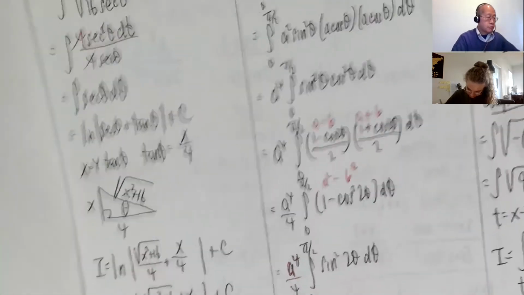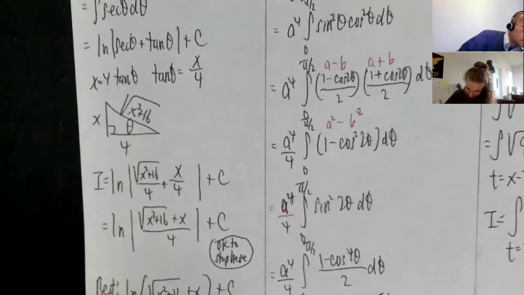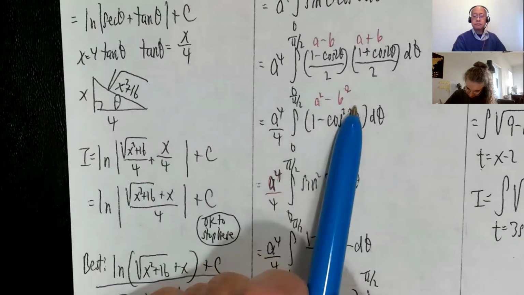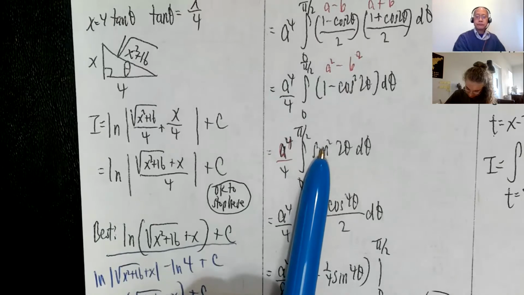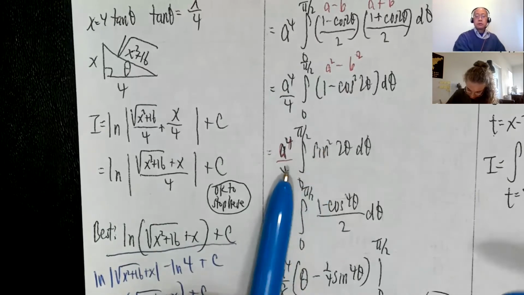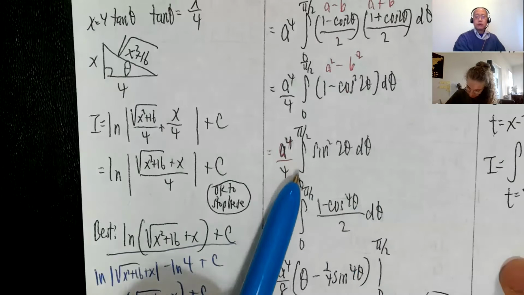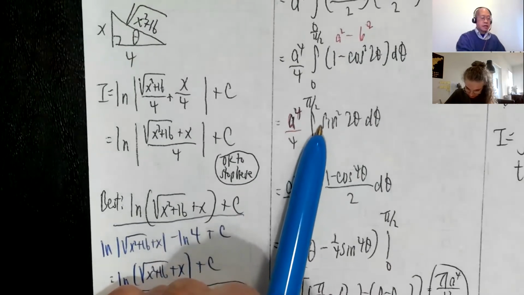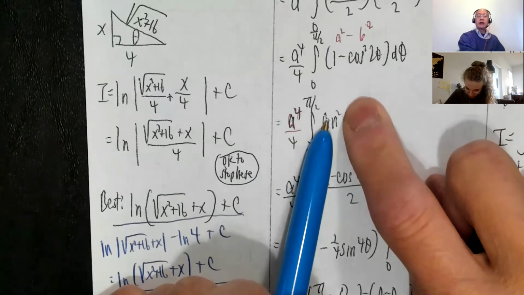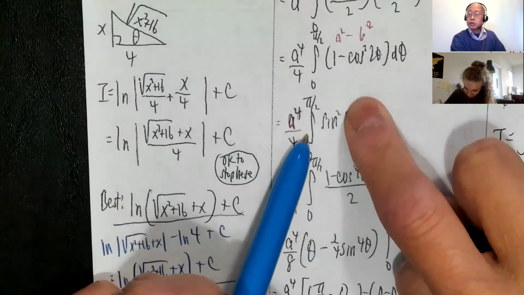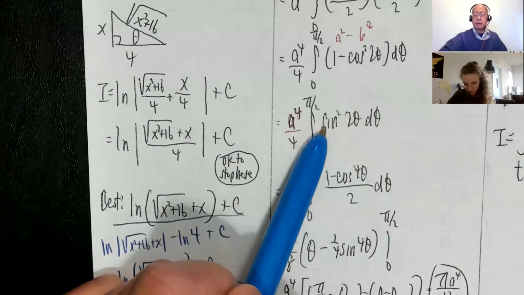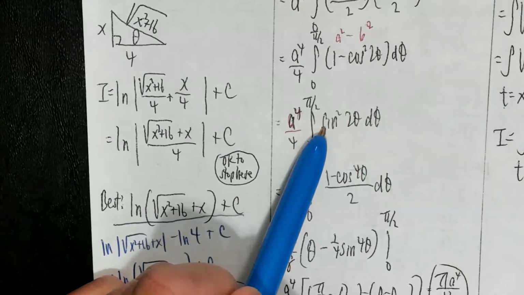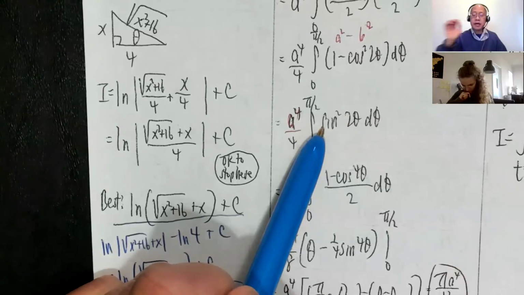Okay. But what is 1 minus cosine squared of something? Sine squared of 2 theta. A to the 4th over 4, integral from 0 to pi over 2, sine squared 2 theta. So now I'm integrating sine squared of some angle, the angle being 2 theta. Remember, 2 theta is just an angle. If theta is an angle, double it, still an angle, right? So don't get thrown off by the 2 theta business.